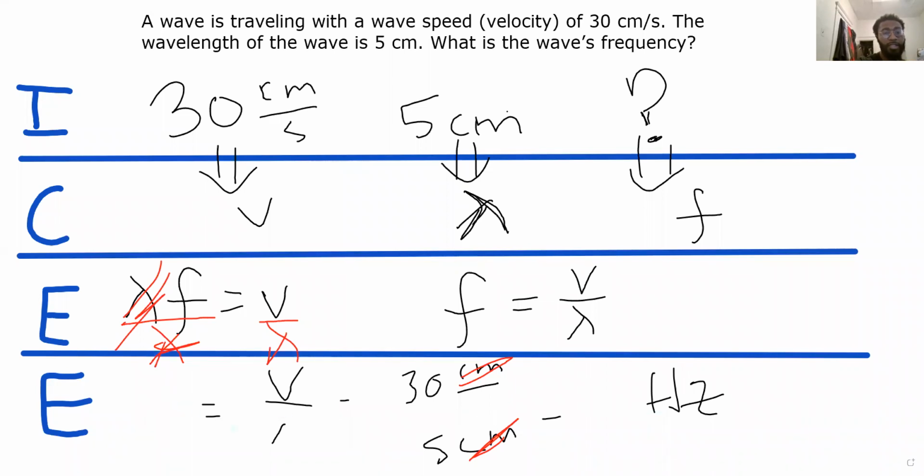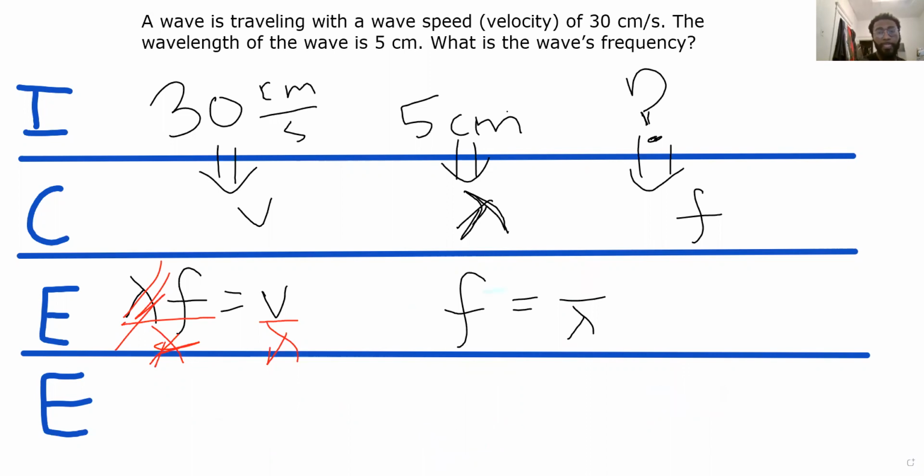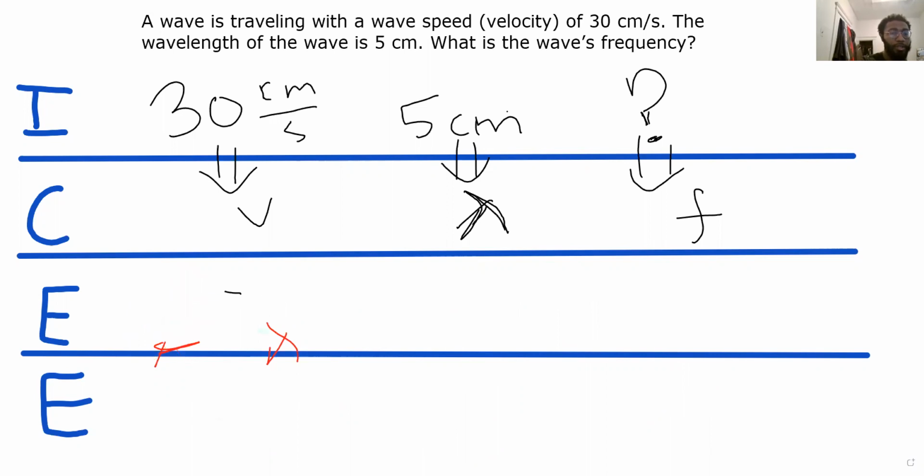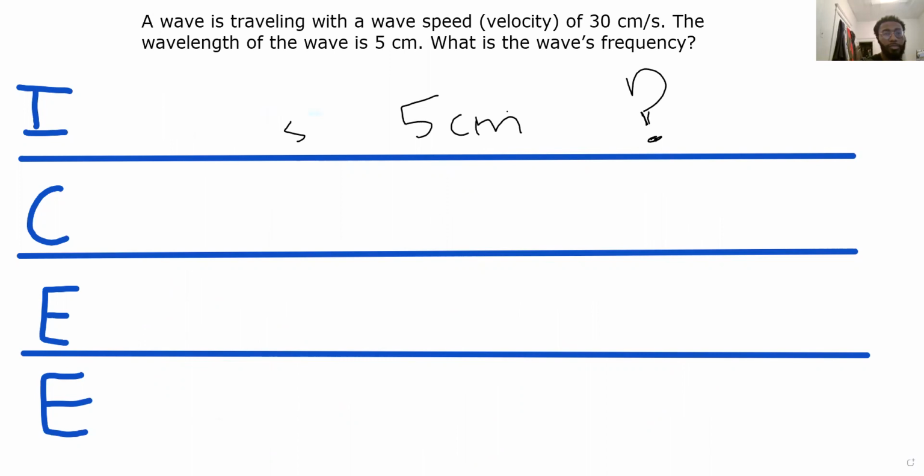Again, I'm moving kind of fast in this video, but just make sure you can slow it down, rewind, and review different parts. We just solved for frequency. Now we're going to solve for wavelength, and that'll be the last problem we do.